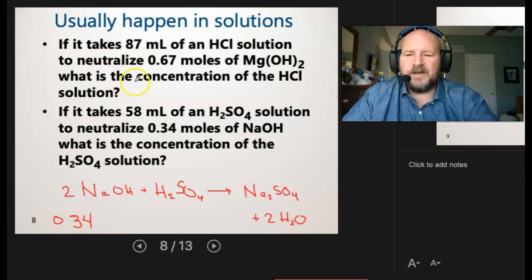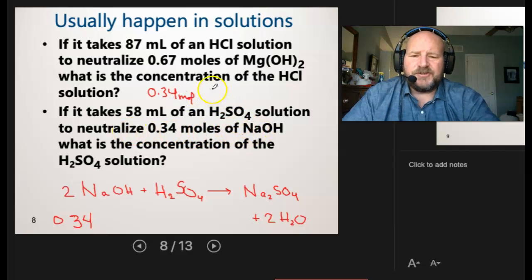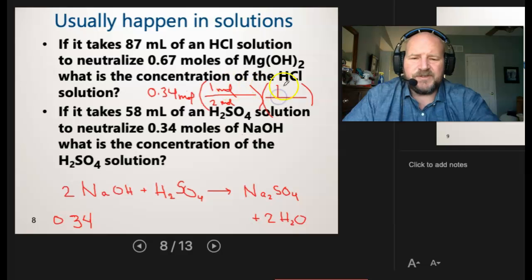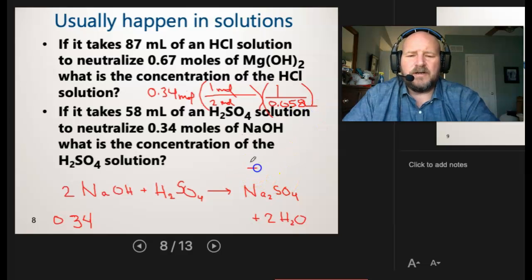Struggling to write down there. Let's go back up here. So we're going to start with 0.34 moles of NaOH. I want to get rid of that. So for every 2 moles of NaOH, I'm going to need 1 mole of H2SO4. We want to know the concentration of the H2SO4, so I don't want the moles to cancel out, but I want to know how many milliliters, and I want to convert that to liters. So it's going to be 0.058 liters. All right, final answer then.